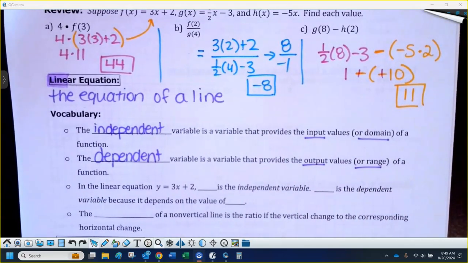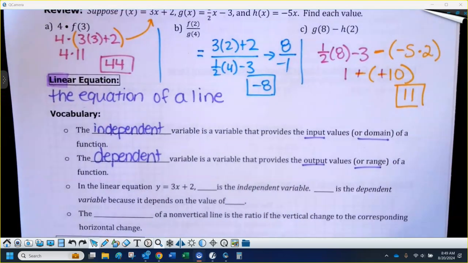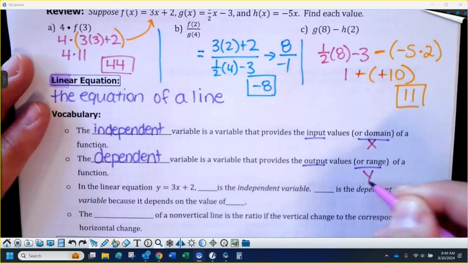Do you guys know, in general for a linear equation, is it x or y that is the independent? What do you think? Is y the independent or the dependent? Dependent. No, you're good. Okay, so in general, and you remember this too, domain goes with x, range goes with y.